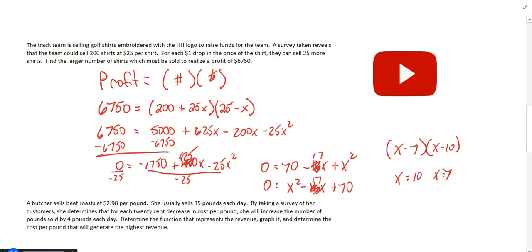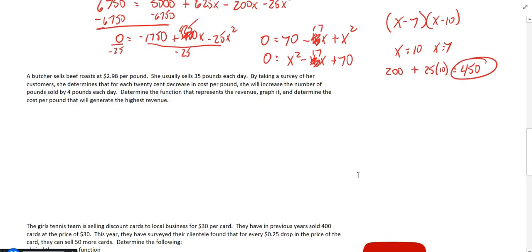Now it says find the larger number of shirts. So I'm starting with 200 shirts plus 25 times 10, that's 450 shirts. So that's how many shirts they should sell, and that would give them the profit that they want. Okay, try the next question with the butcher on your own. And when you're ready, you can come back and we'll take a look at the last one.